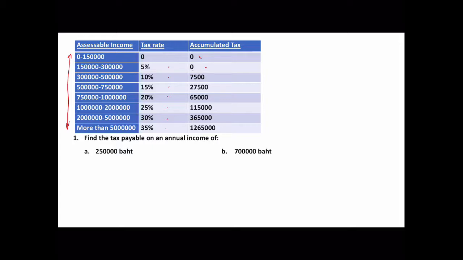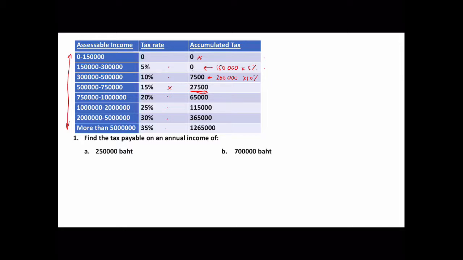In the next one down though, if you get into this bracket here, you've gone through this, you paid nothing. The 7,500 comes from the amount of tax you pay in here, which would have been 150,000 times 5%. Then if you go to the next one, the 27,500, that would include all the tax paid in this one, all the tax paid in this one, and then add another amount for this one here. So in this one here, there's 200,000 baht, so 200,000 times 10%. So now they've already paid 27,500. You just need to calculate how much would be in this one here.